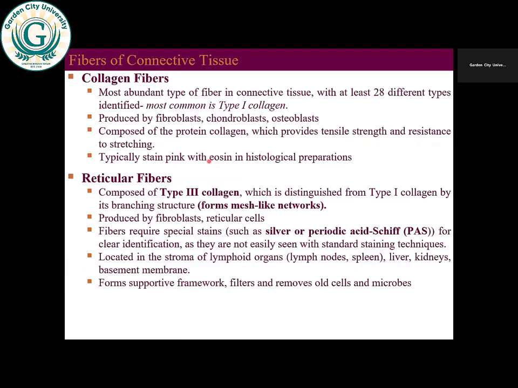Okay, so that's about the collagen fibers. And these collagen fibers, they are many. I think about 28 different types of collagen have been identified. I told you that collagen is the most abundant protein in the human body. It means that it's the body that produces these fibers. Remember, we said that these fibers are produced by fibroblasts. In cartilage and bones, they are produced by the chondroblasts and the osteoblasts, respectively.